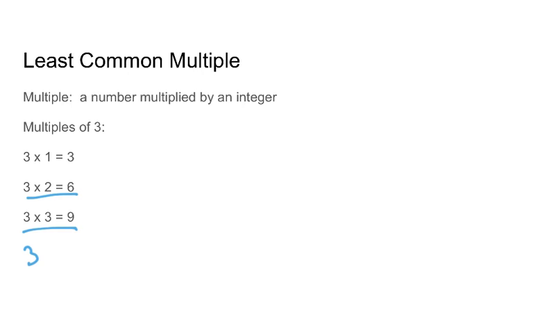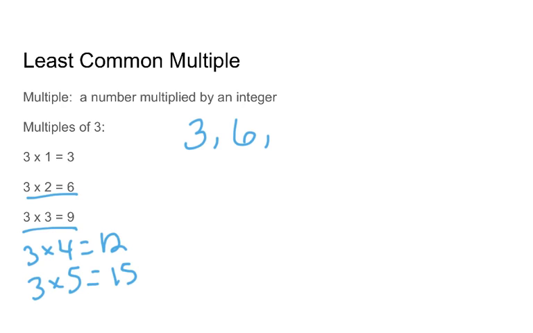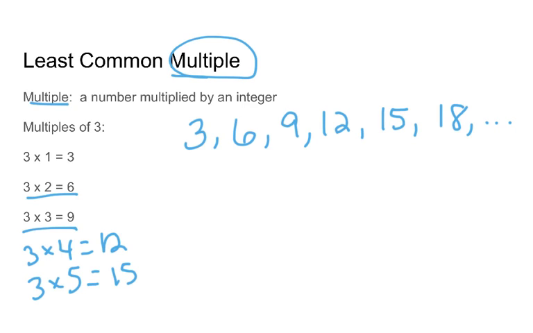I could keep doing that. 3 times 4, that's 12. 3 times 5, that's 15. So all of these are multiples of 3. You can also think of it as counting by 3s. Counting by 3s, I get 3, 6, 9, 12, 15, 18, etc. And the multiples keep going on forever and ever. So that's a multiple and takes care of that word.